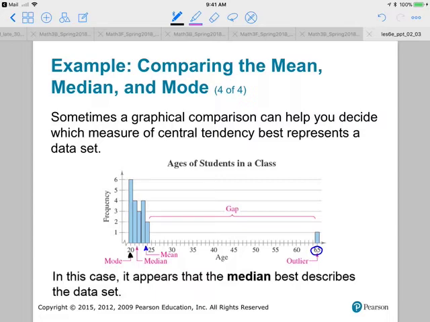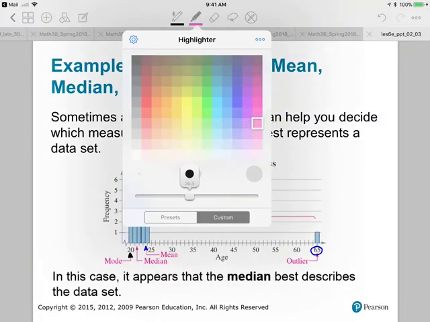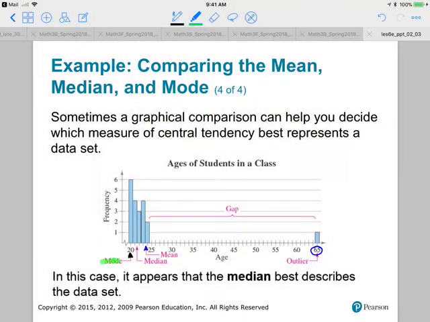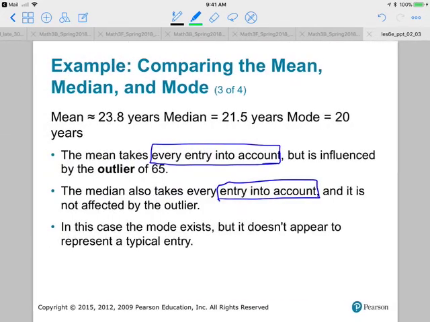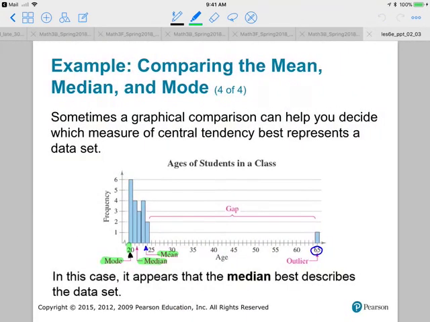So when we look at the graph, we can see that between the mean, the median, and the mode, it'd be best, right? So between the mode, the median, and the mean, the mode is here at 20. The median was 21.5, and the mean was 23.75. The best is to go with the median because the median is kind of in between the mode and the mean. Okay.